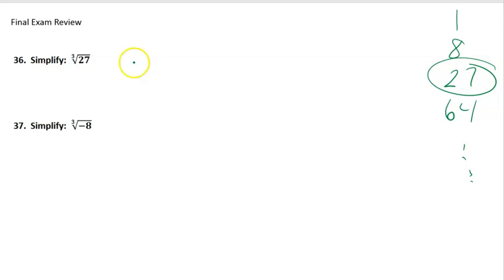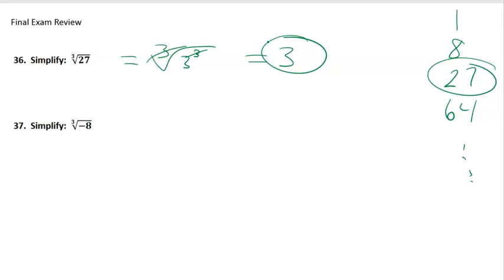So the cube root of 27, you could even think about it this way, the cube root of 3 to the third, right? And these cancel each other out and just give you 3. Or you just know that the cube root of 27 is 3.